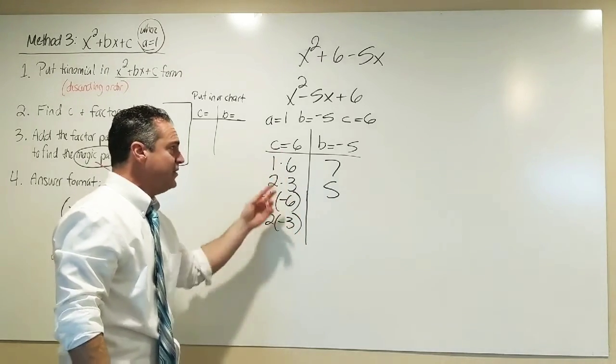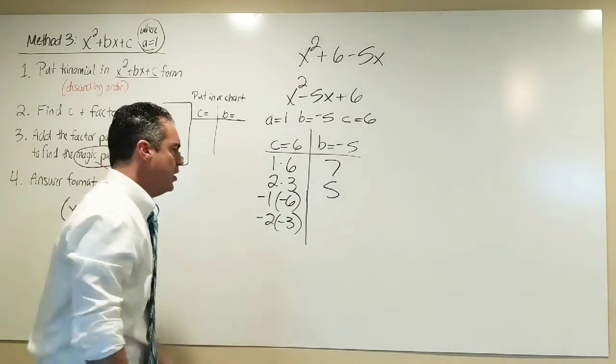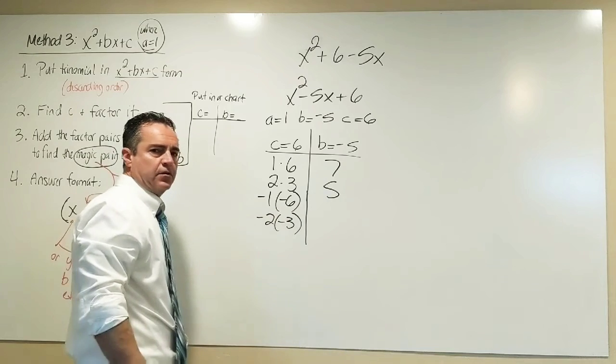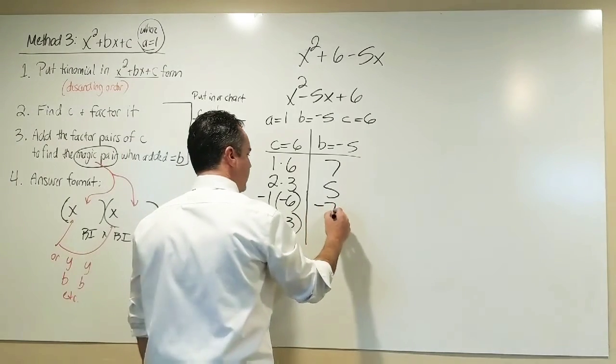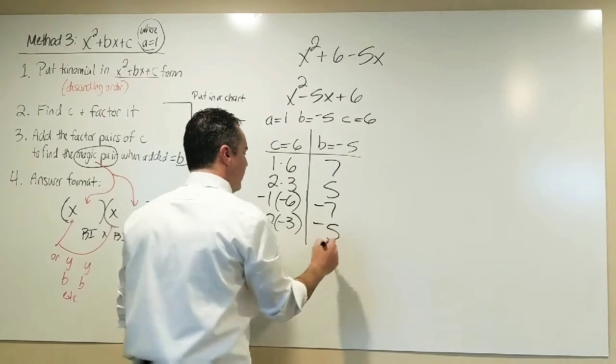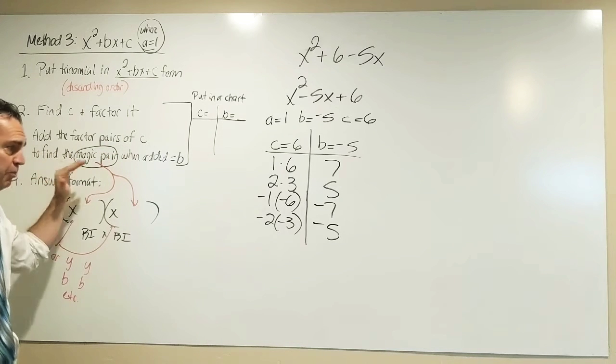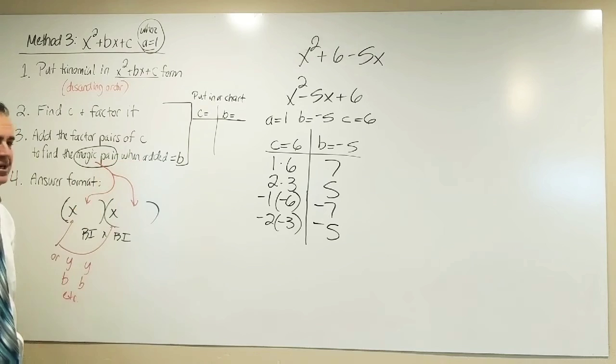So when we multiply these, they make 6. But when we add them, this is what they make. So what's negative 1 and negative 6? Negative 7. And what's negative 2 and negative 3? Negative 5. And so it says here, we add the factor pairs of C to find the magic pair that, when added, equals B.